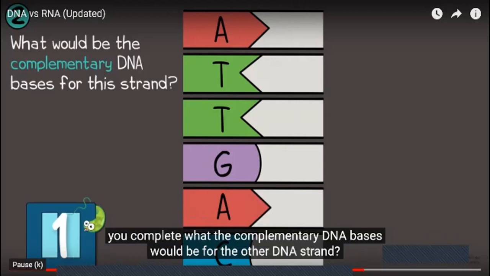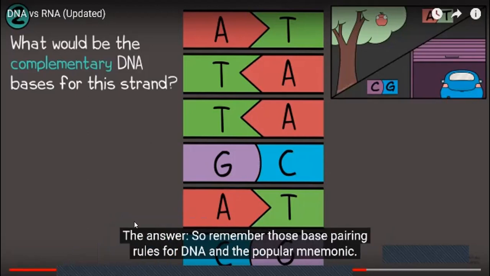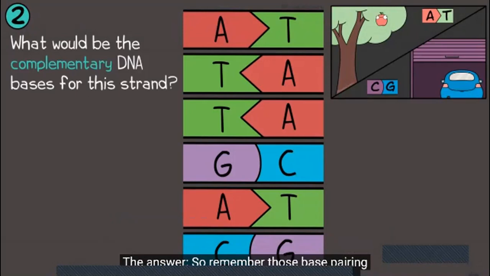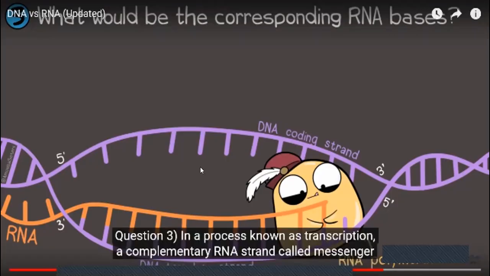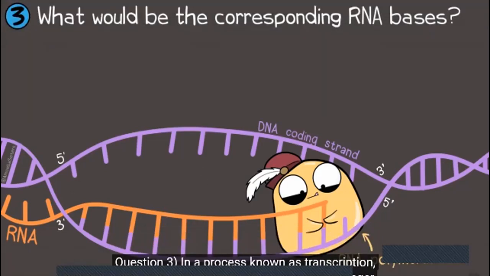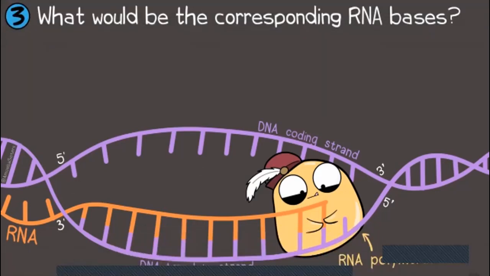Now we will see the answer. So remember those base pairing rules for DNA and the popular mnemonic. Placing the bases in this image, reading in the direction shown on this image, they'd be TAACTG.